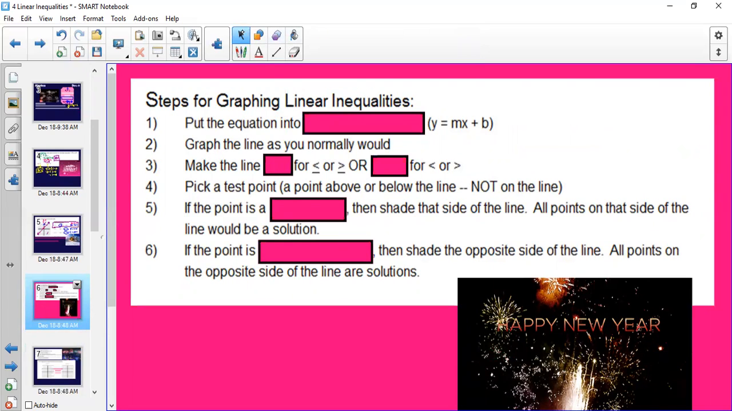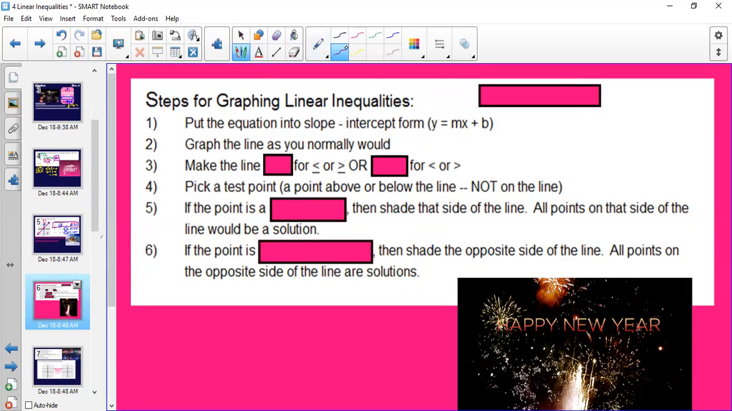Okay, so the first thing we want to do when we are given a linear inequality is to put it into slope-intercept form. Now I'm guessing most of you know the answer to why on this one. We want it in that form because that's very easy to graph. Okay, so let's put it in y equals mx plus b so we can graph it. And then we would graph it as we normally would. We would put our points.